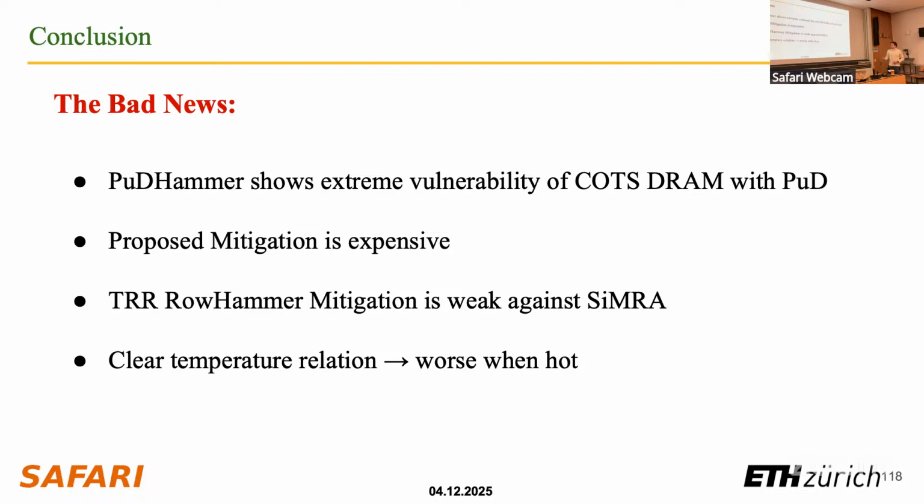The TRR RowHammer mitigation is very weak against CIMRA. The reduction was, I think, less than 10%. And there was a clear temperature relation, which, you know, now you need to implement temperature control to be secure from RowHammer, or PuDHammer in this case.